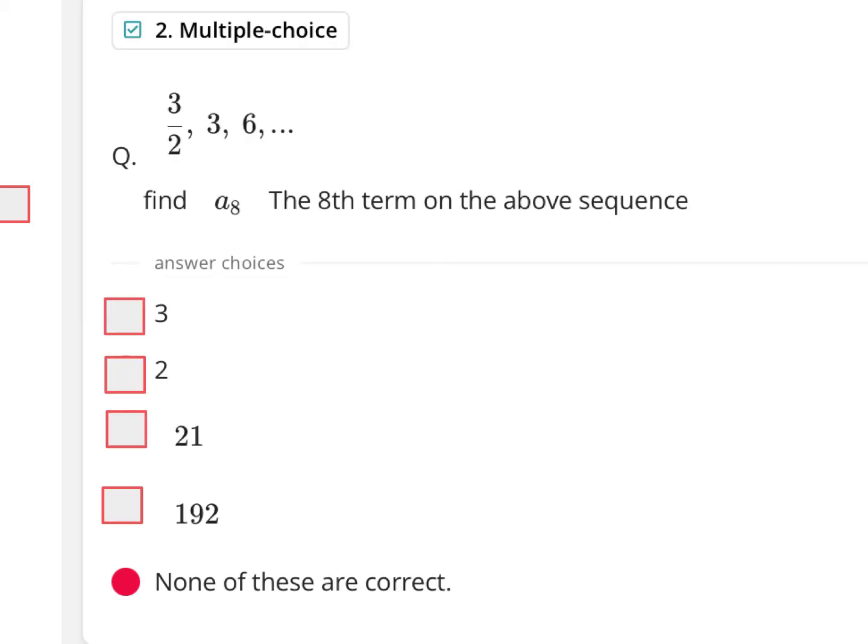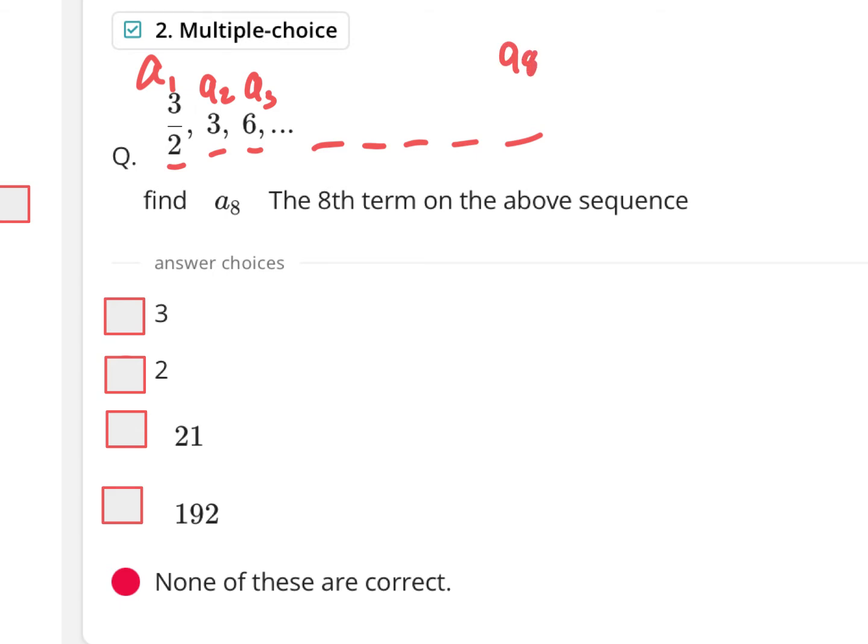So on this one, whoops, I didn't cover this one. We know it's one of these answers. It's not none of these are correct. So on this one, we want to take this sequence and find a sub 8. Now, what does a sub 8 mean? It means the 8th term on the list. So I hope we remember that the first term is called a sub 1, the second term is a sub 2, the third term is a sub 3. So we have 1, 2, 3 numbers. We need 4, 5, 6, 7, 8. We need the a sub 8th term.